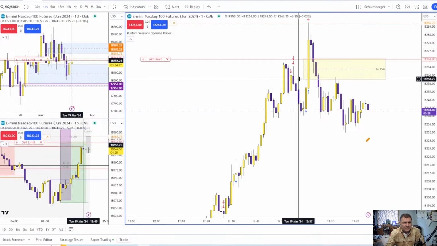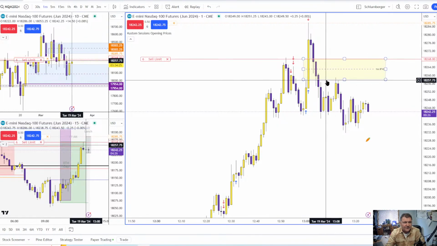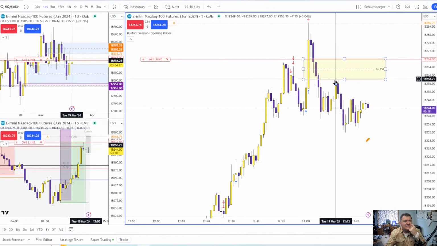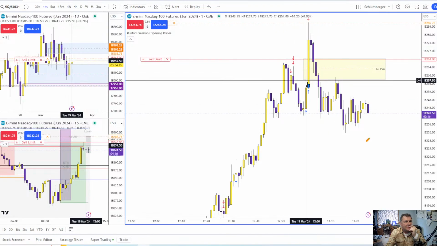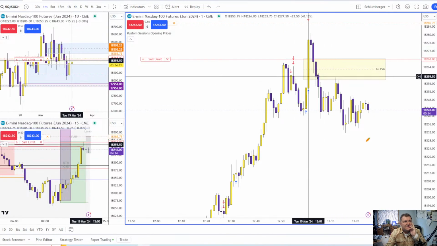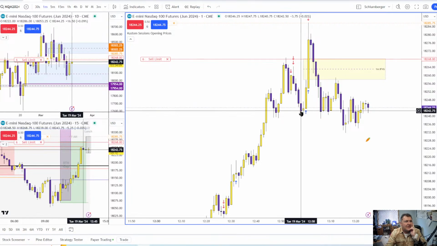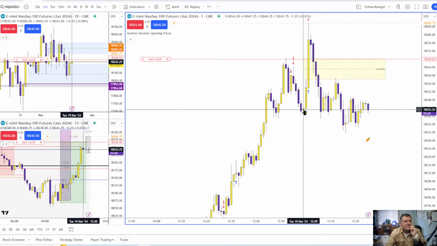layered 0.3, 0.3, 0.3. So the first one, if it works, snatch it out, move your stop loss to break even. And then if it comes back to you a little bit later, start your trade all over again. At least you paid yourself with a low profit one. You're just using this first level to take out the liquidity right below you.